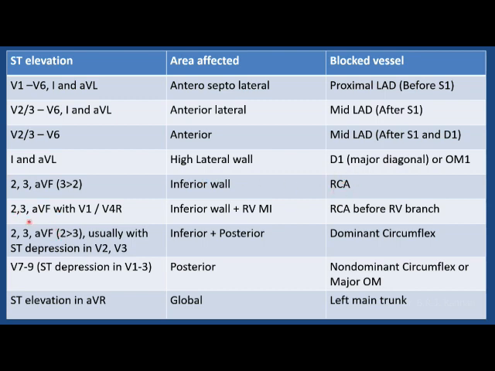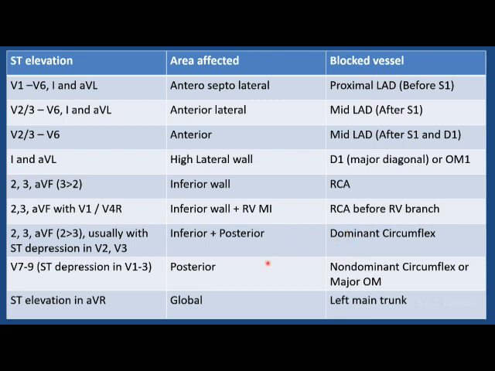Okay, if 2, 3, AVF are involved, but V4 also shows ST elevation, V1 also shows ST elevation, that means in addition to the inferior wall, there is also right ventricular myocardial infarction. That means the right coronary artery is occluded before the RV branch. Isn't it clear? Okay. Now let us come to the next one. We have 2, 3, AVF ST elevation, but there is ST depression in V2 and V3. That means there is involvement of inferior and posterior walls. This combination of inferior and posterior myocardial infarction is commonly because of the dominant circumflex artery.